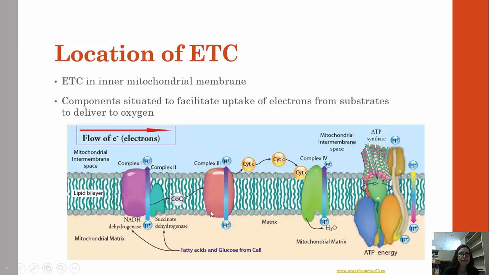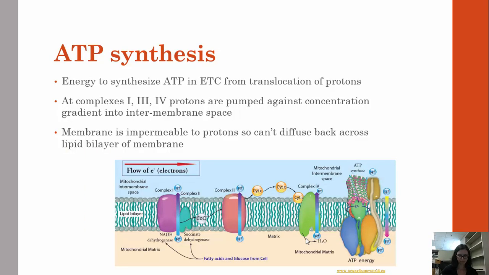Okay, so again, we have it in the electron transport chain in the inner mitochondrial membrane. And the components are situated in a way that facilitates the uptake of electrons from the substrates to deliver to oxygen. So they're sequential. Electrons pass from one to the other, and it's very efficient. So energy to synthesize ATP in the electron transport chain comes from the translocation of protons.